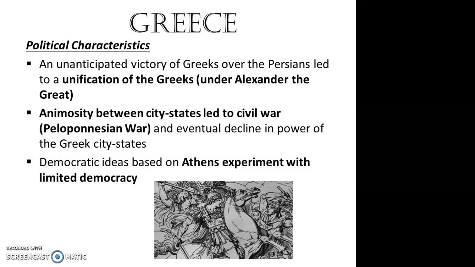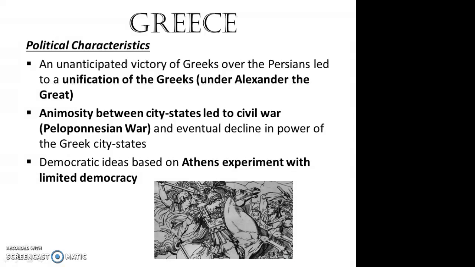Because of the Greeks really weren't supposed to win the war. They were led by a guy by the name of Alexander the Great. He helped unify them. As you can see here, animosity between the city-states led to civil war, which we call the Peloponnesian Wars, and eventually led to the decline of the Greek city-states' power. They weren't unified until Alexander the Great, and we'll talk a little bit more about him as we go.